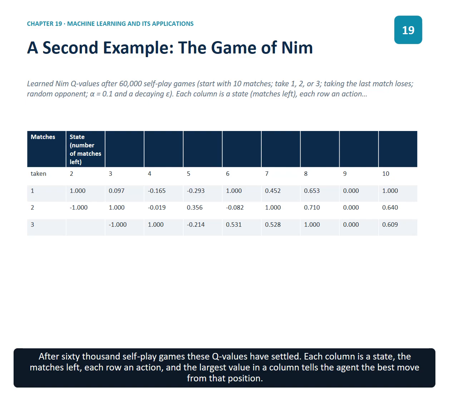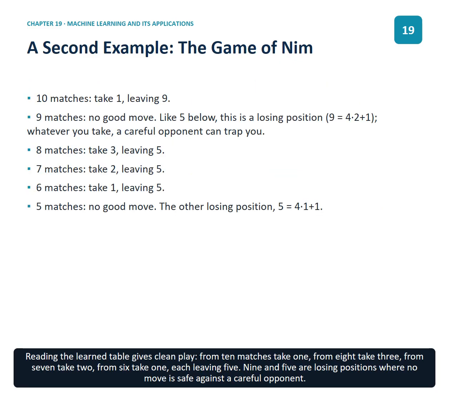Each column is a state, the matches left, each row an action, and the largest value in a column tells the agent the best move from that position. Reading the learned table gives clean play. From 10 matches, take 1. From 8, take 3. From 7, take 2. From 6, take 1, each leaving 5. 9 and 5 are losing positions where no move is safe against a careful opponent.